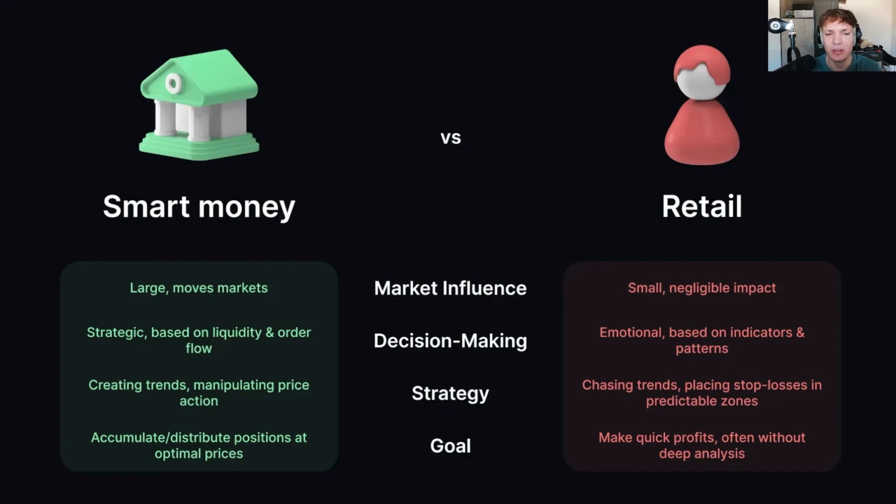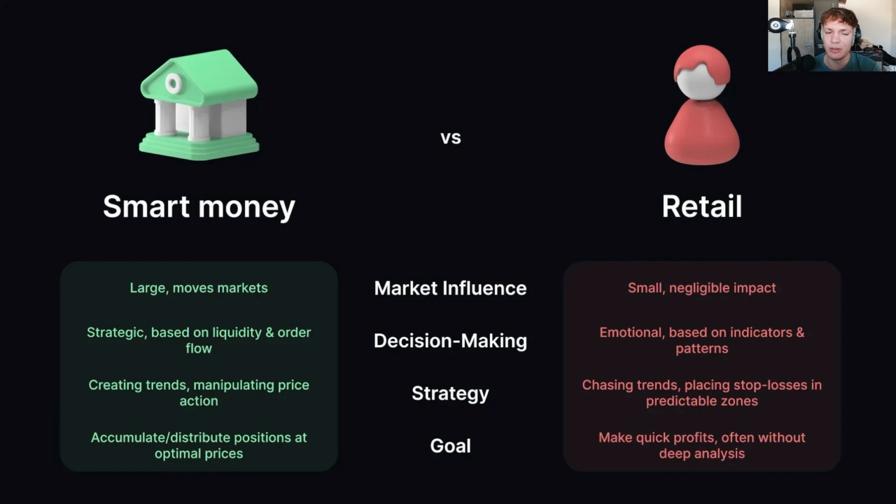In this lesson, we're going to look at the different participants in the market. It's important to understand who is actually trading so we can recognize their behavior and shape our own trading style accordingly. We break them down into two main categories: retail traders and institutional traders.